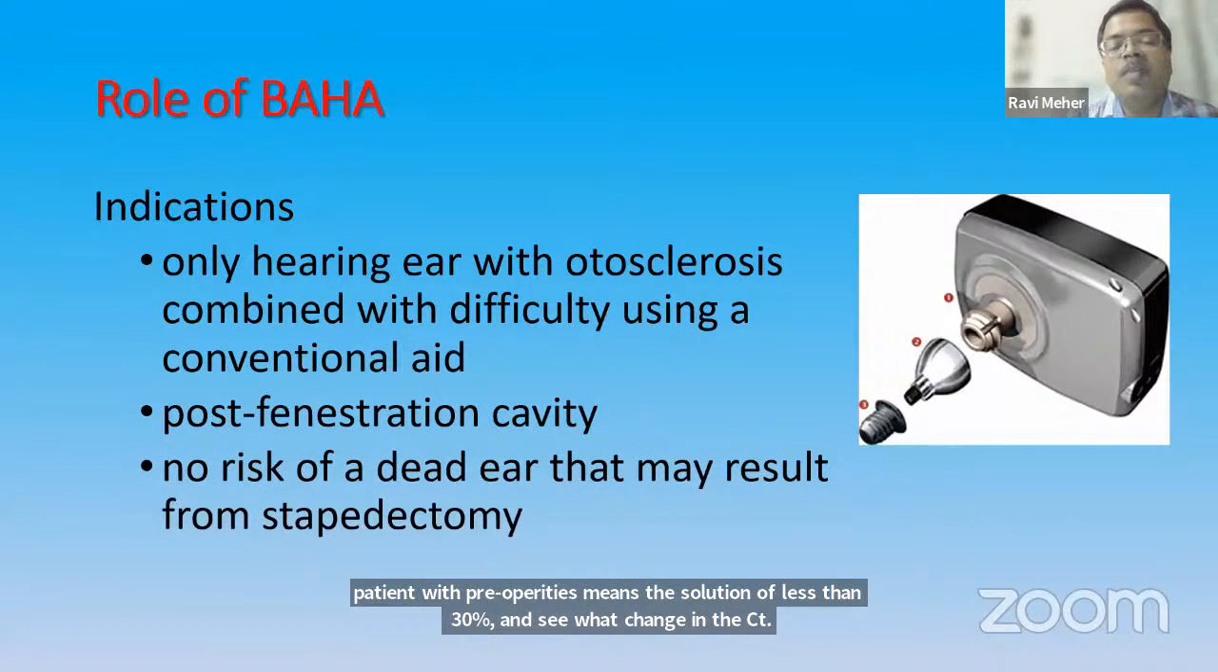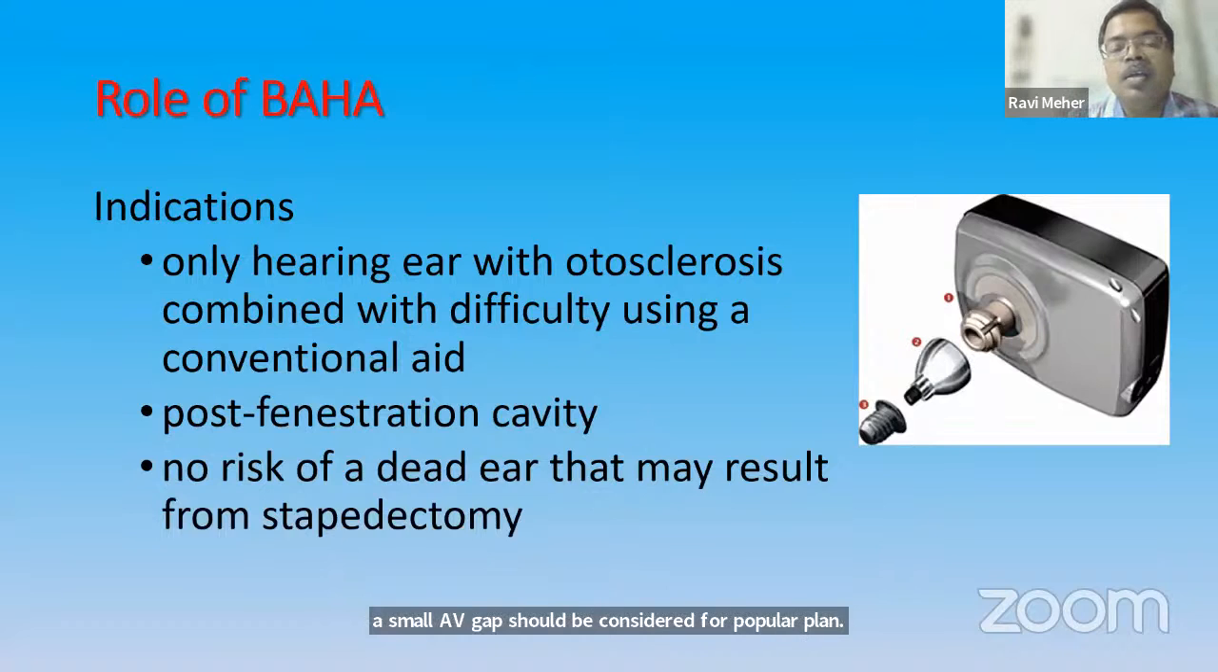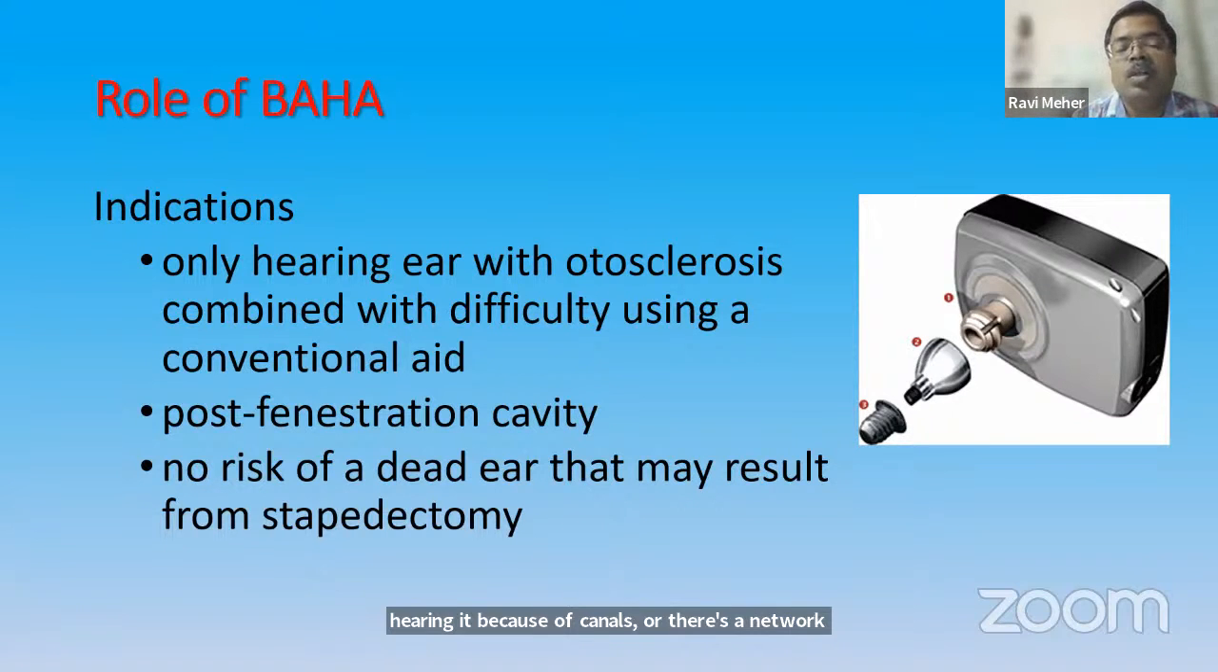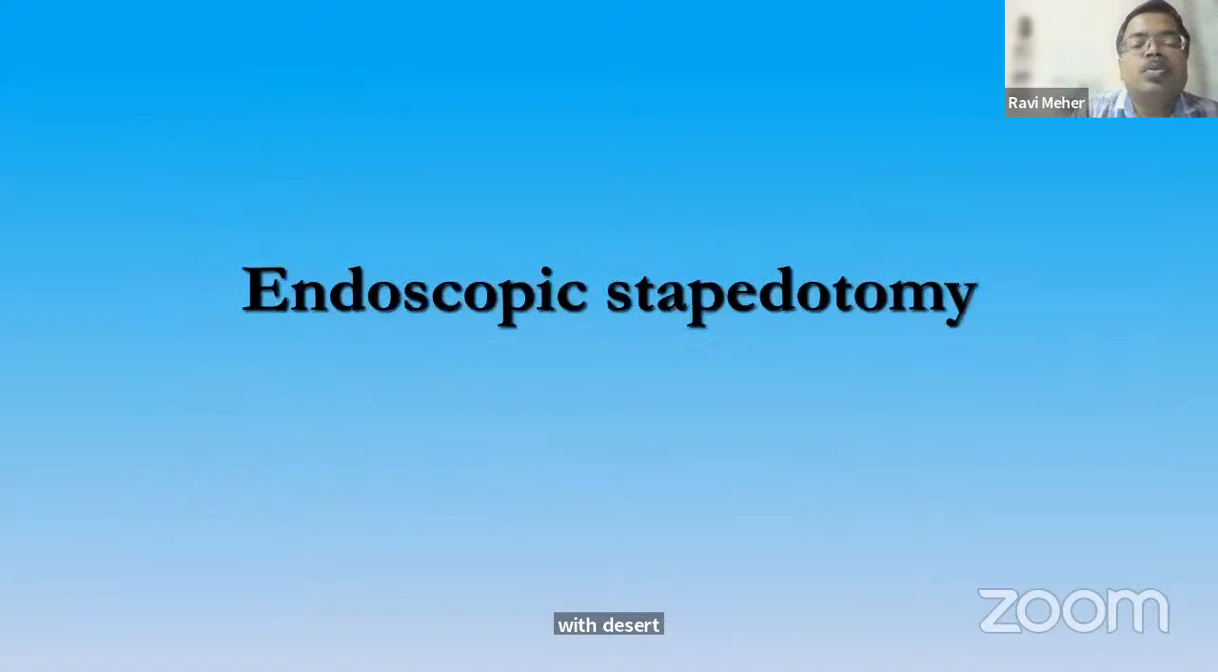If the patient is having only hearing loss, then you can use a conventional hearing aid. But if the patient is not able to use a conventional hearing aid because of canal stenosis, or there's a mastoid cavity, or there's a post-fenestration cavity, then you can use a BAHA also. There's no risk of dead ear that may result from stapedectomy in these patients. That is the advantage of BAHA.